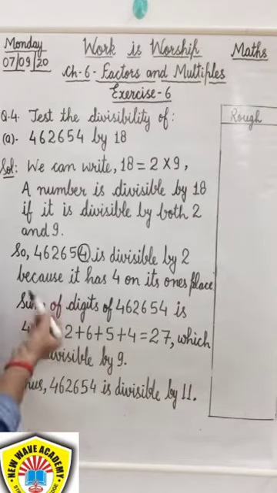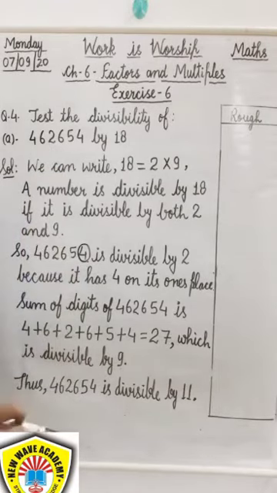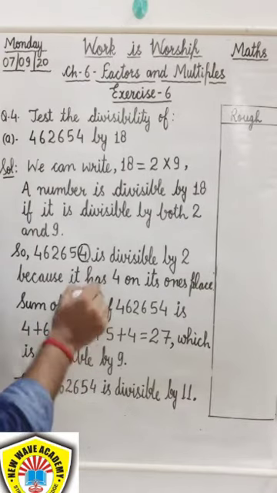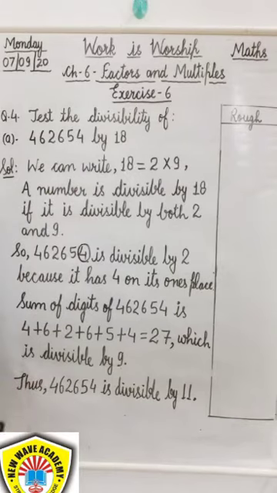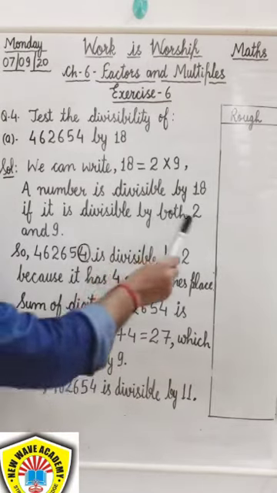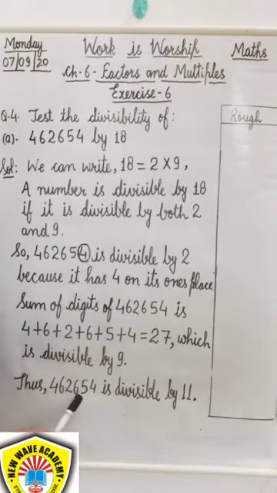सो 4,62,654 की सारी डिजिट्स का सम 27 आया और 27 9 से डिविजिबल है. 9 3s are 27. सो दिस नंबर इज डिविजिबल बाई बोथ 2 and 9. अब हम क्या देख सकते हैं कि 4,62,654 दोनों नंबर से डिविजिबल है, 2 से भी है और 9 से भी है. सो अकॉर्डिंग टू द रूल, if a number is divisible by both 2 and 9, then it is also divisible by 18. So 4,62,654 is divisible by 18 also.